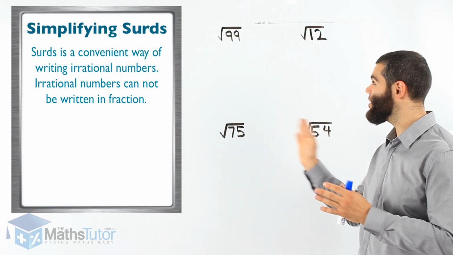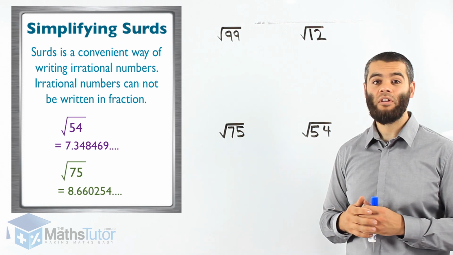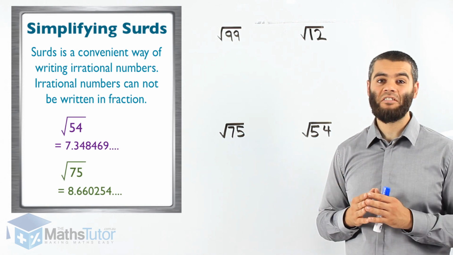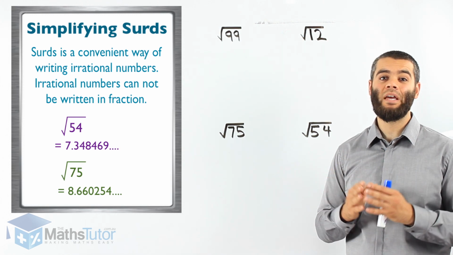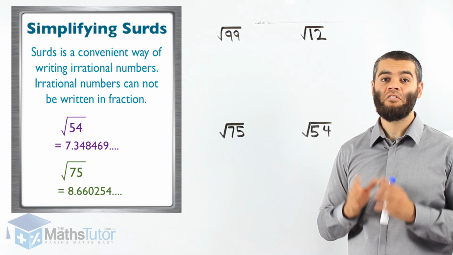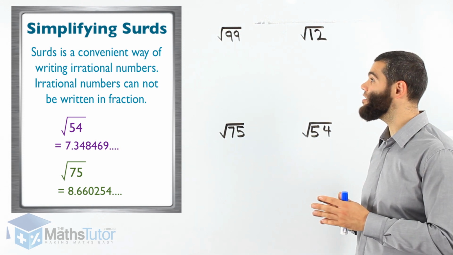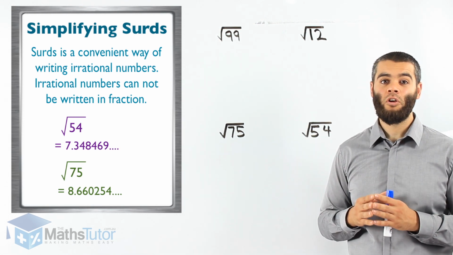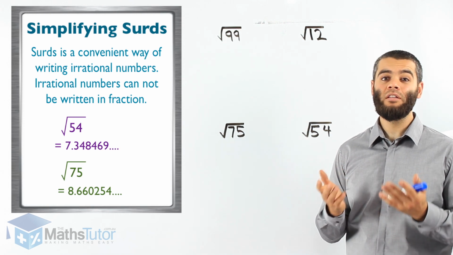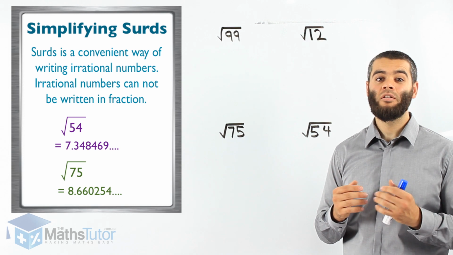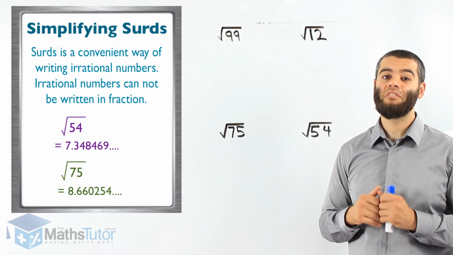If you put any of these in your calculator, square root 54, square root 75, you're going to get a long answer. A long answer that's not even repeating, nor does it terminate. It just keeps going. So it's very important to understand how we work with numbers like these. We use surds. We can add, subtract, multiply and divide. However, we also need to know how to simplify.